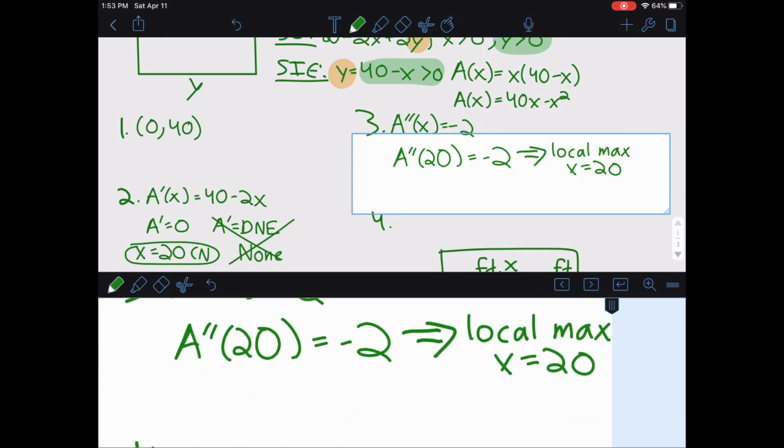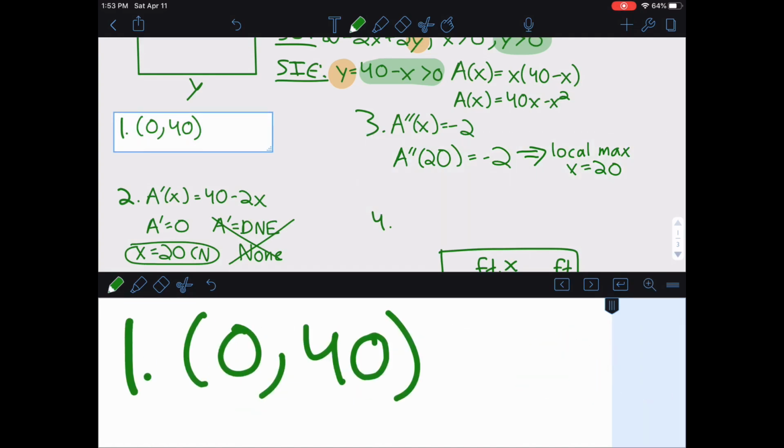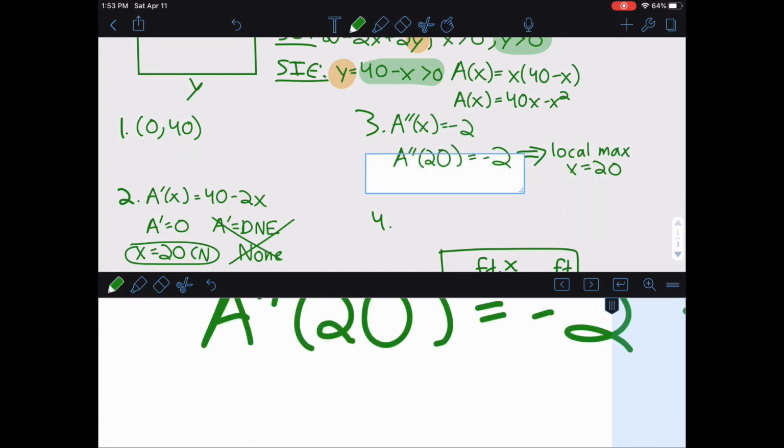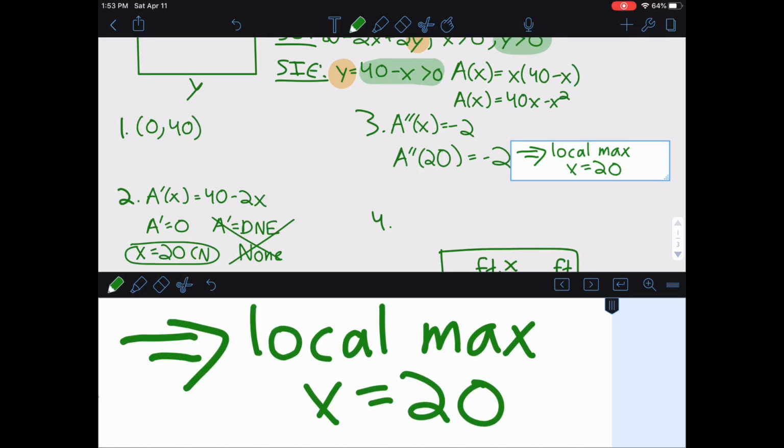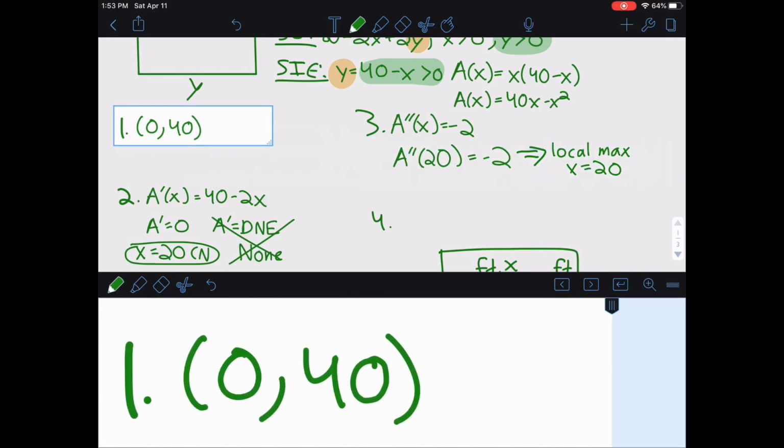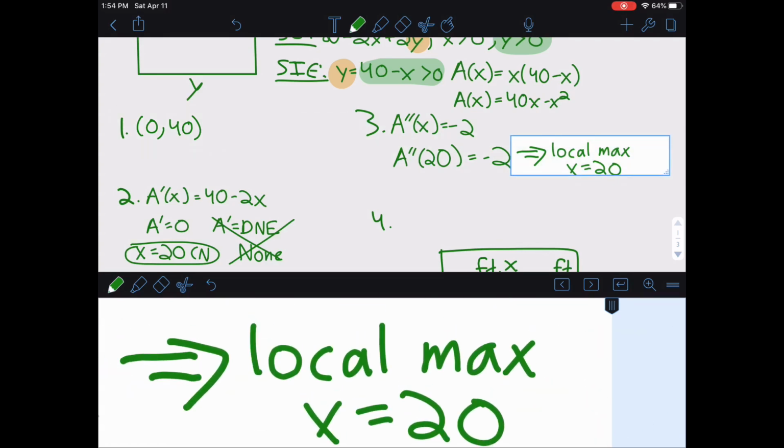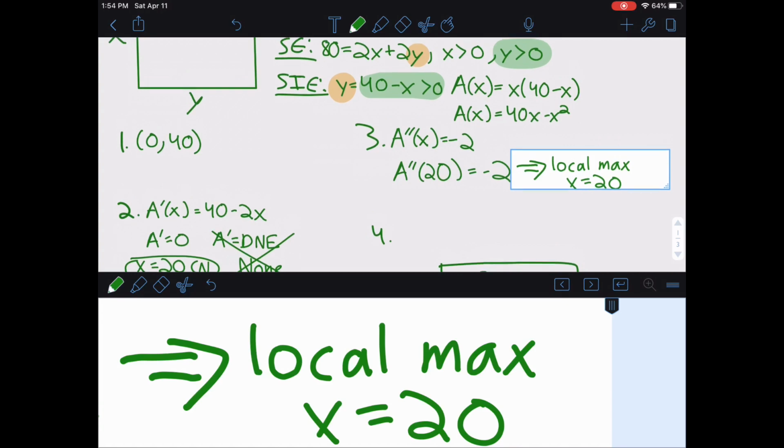So the work on this question is almost the exact same as the last one. Step 4 is going to be a slight departure though, because I have no endpoints to check here. No endpoints to check, okay? So now we can actually just go and look at some facts. We know there's a local max at x equals 20, and none of these endpoints are included. So this local max has to be my absolute max, so we don't have to worry about that.